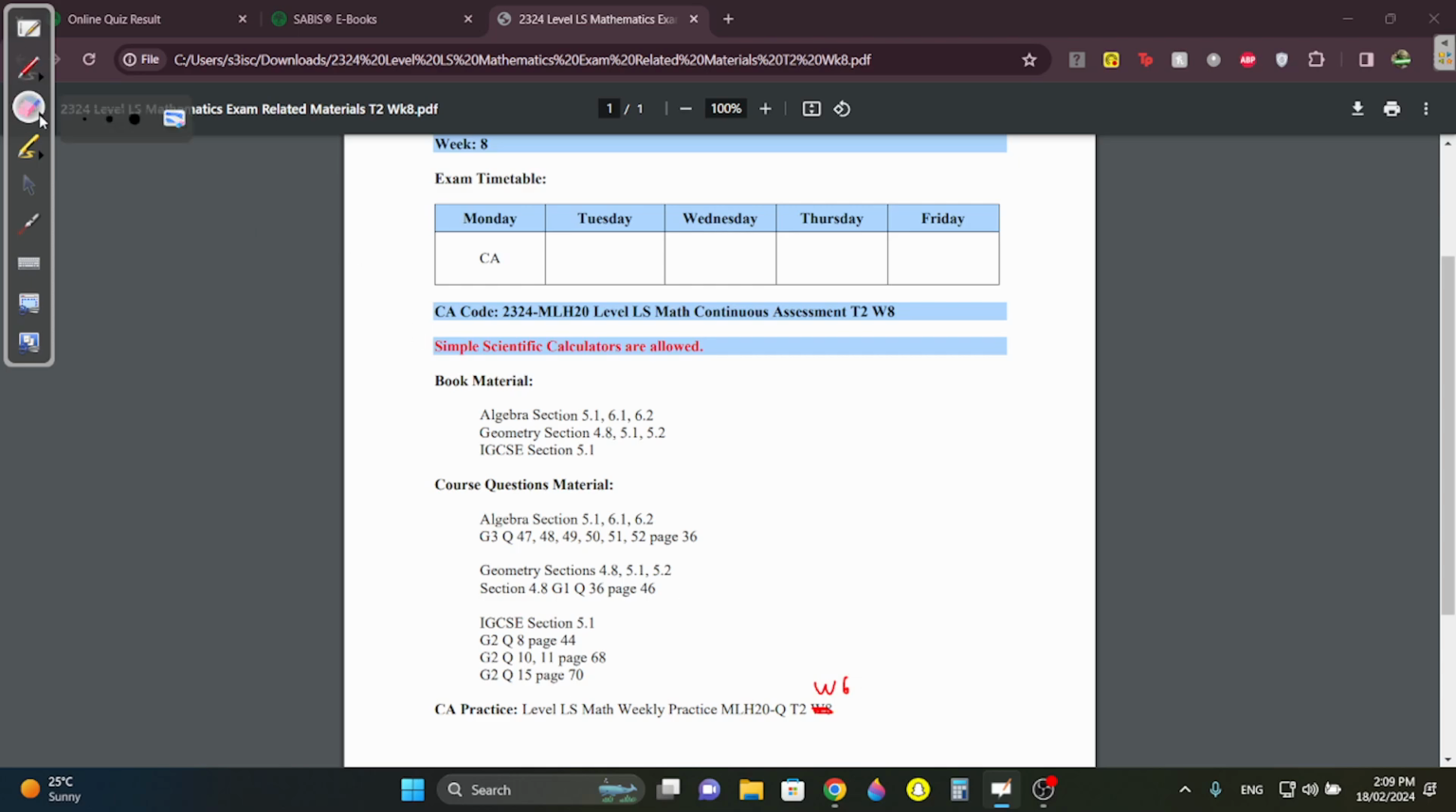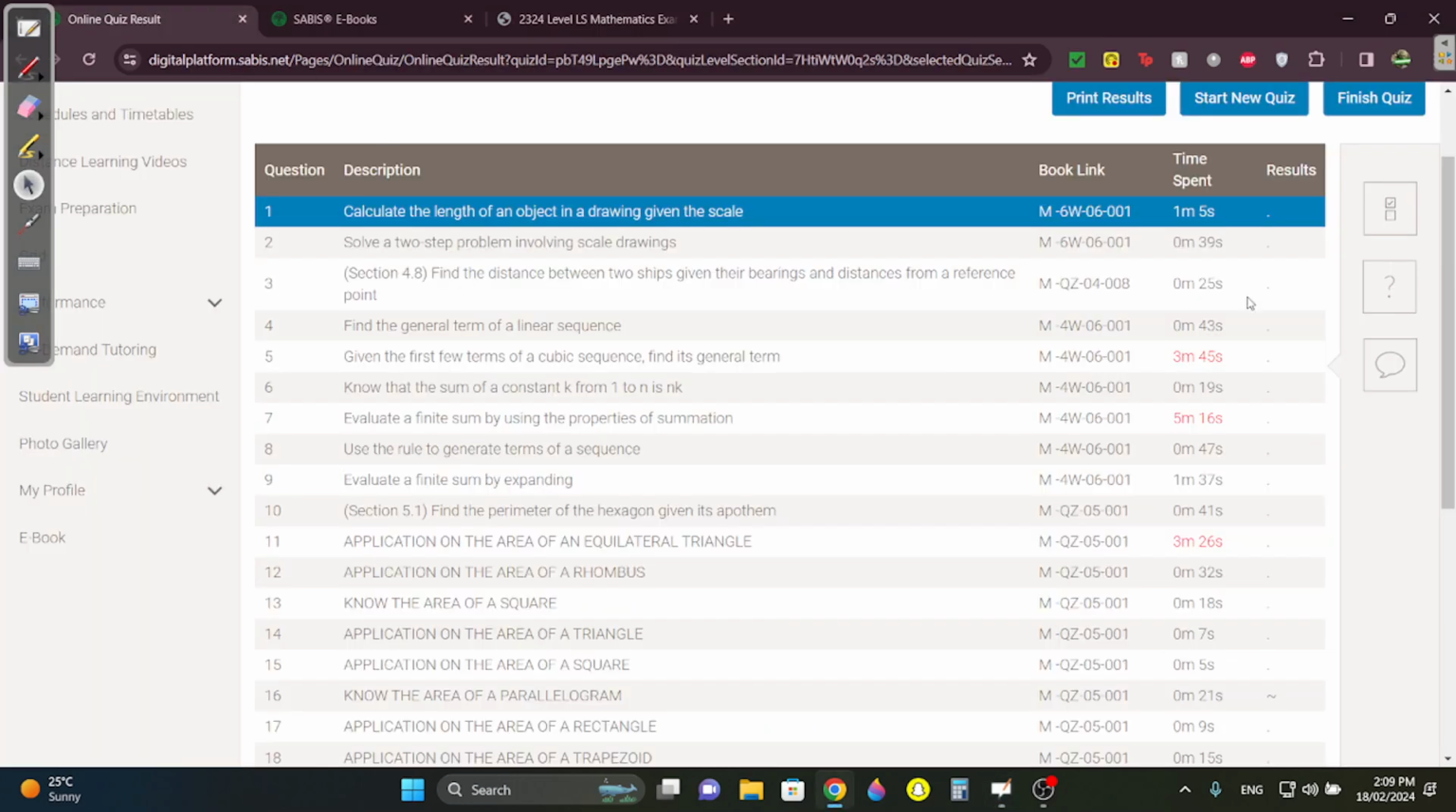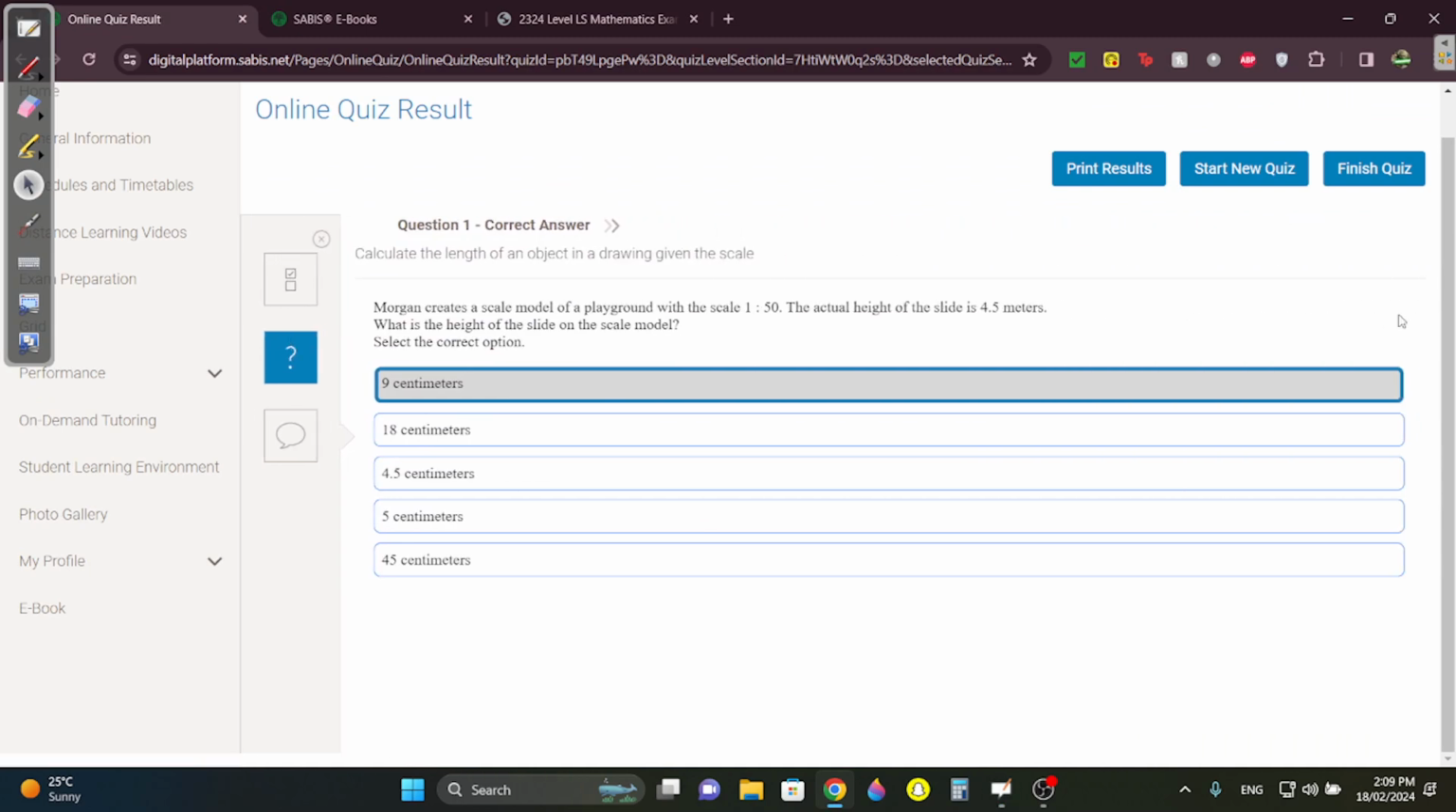Okay, let's start. It's mostly about scale drawings for IG. Not mostly, it's all about scale drawings for IG. It's very easy.